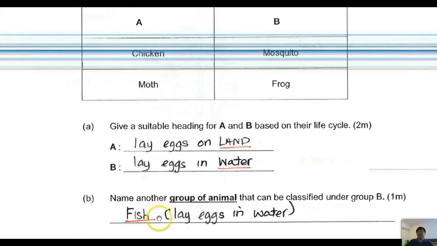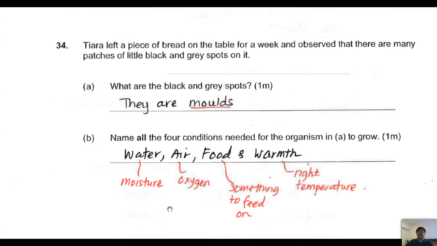Fish, all right, fish they will fit in very nicely. Next, Tiara left a piece of bread on the table for a week and observed that there are many patches of little black and gray spots.